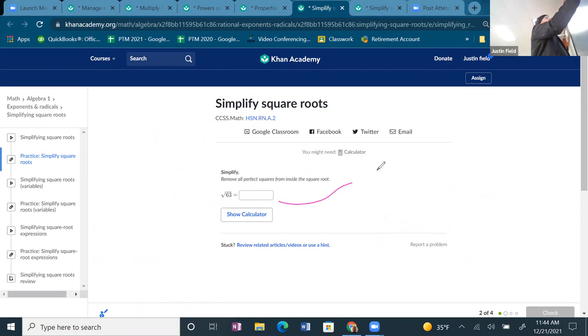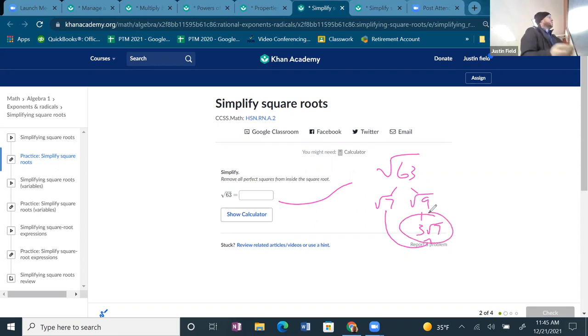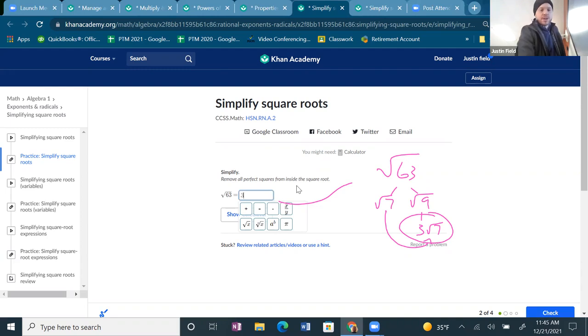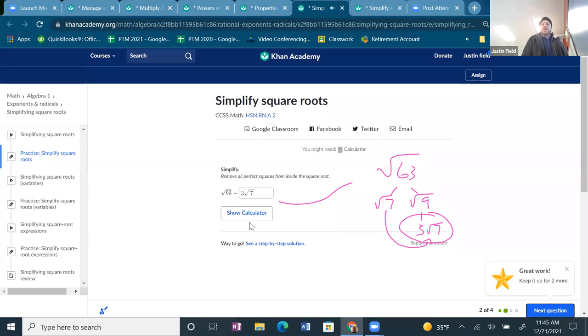So we're going to take the square root of 63 and we're going to break it up into numbers that multiply to 63. So right now I'm thinking 7 and 9. And again, there's the square root of 9. Well, I know that's 3. And then the square root of 7, that cannot be broken down. That's the final answer. 3 square root 7. Done again.